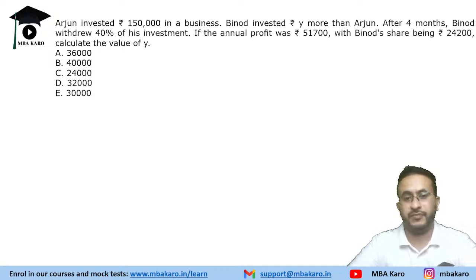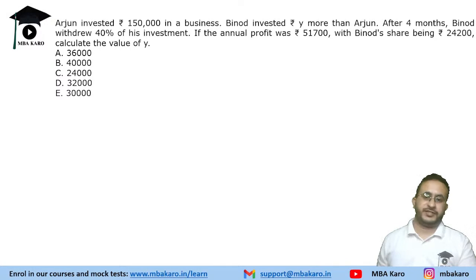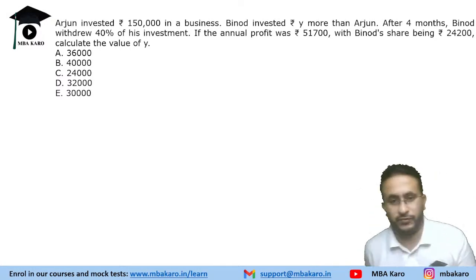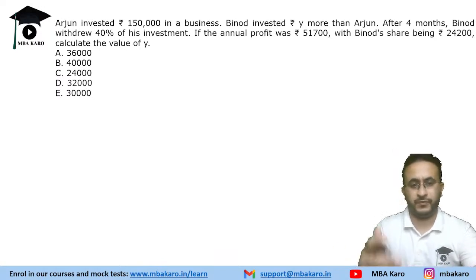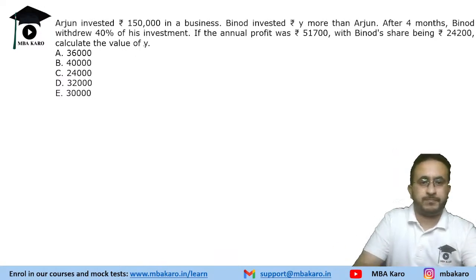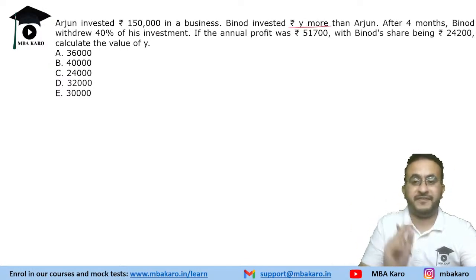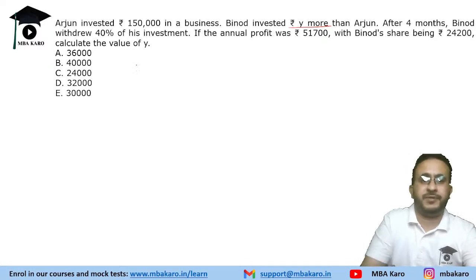So Arjun invested 1,50,000 of his investment, and the annual profit is 51,700, and Vinod's share is 24,200 out of it. Now let us learn how to do this kind of question fast. If you do the actual calculation, it takes time. So what we can do is forget rupees y more. अब हम क्या करते हैं, ऐसा वेरिएबल लेते हैं so that our calculation becomes easy.